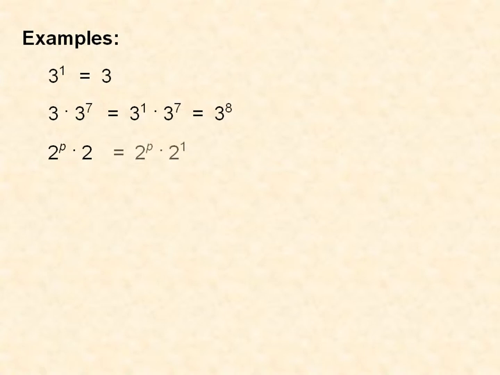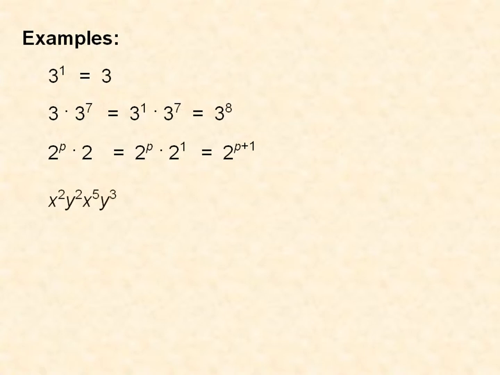Here are some more examples. What is 3 to the 1 power? It's 3. What is 3 times 3 to the 7th? That's the same as 3 to the 1 times 3 to the 7th, and 1 plus 7 is 8, so it's 3 to the 8th. What's 2 to the p times 2? That's the same as 2 to the p times 2 to the 1, and so it's 2 to the p plus 1.